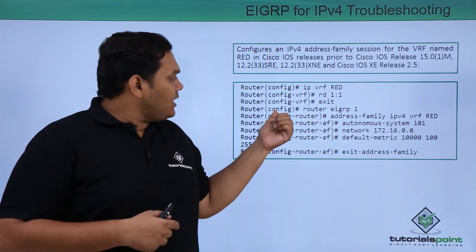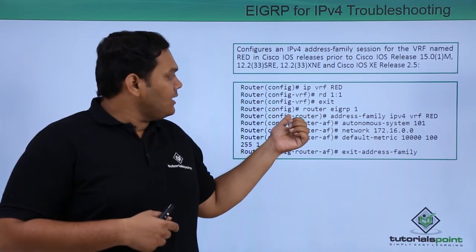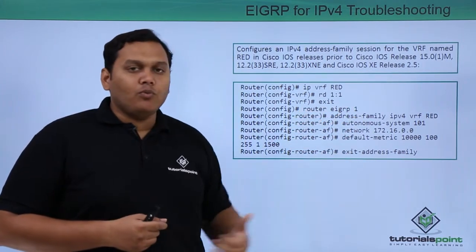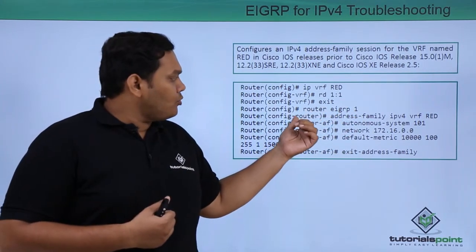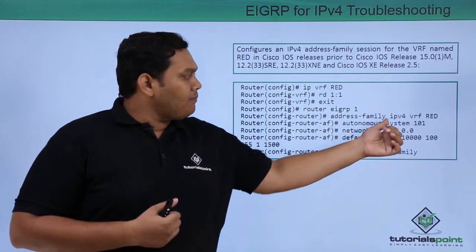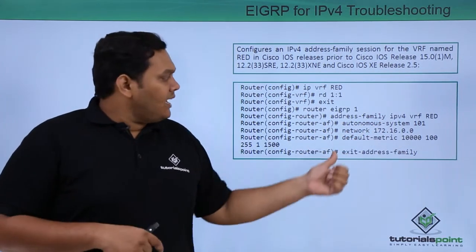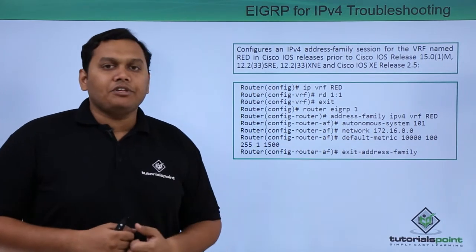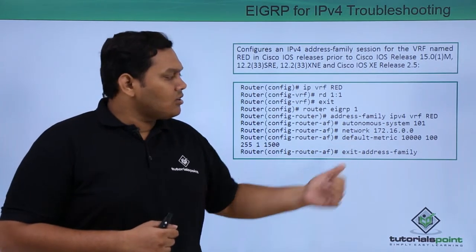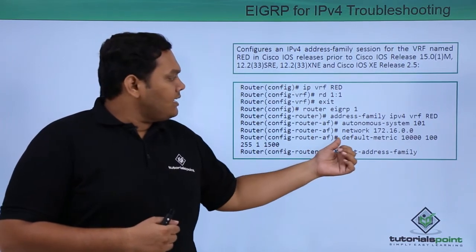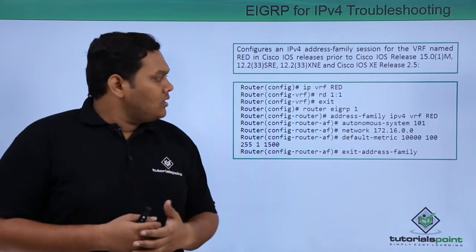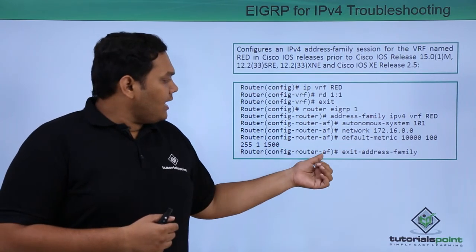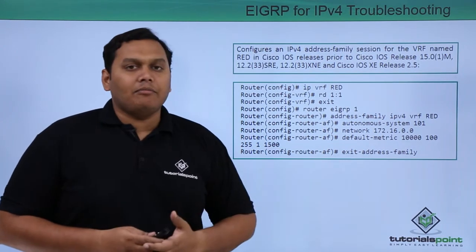Now we have to come back to the configuration mode. Here you have to enter the router configuration mode, router eigrp 1. It will take you to the router configuration mode. Given address-family ipv4 vrf red and given autonomous system 101, network IP address 172.168.16.0, and given default-metric 1000 100 25 1 1500. Then exit the address family here.